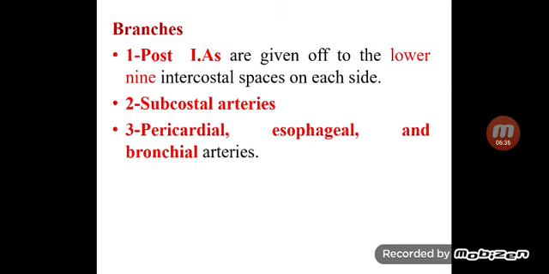What are the branches of the descending thoracic aorta? You remember the posterior intercostal arteries of the lower 9 intercostal spaces arise directly from the descending thoracic aorta. Subcostal arteries also. The subcostal artery runs along the lower border of the last rib, which is the 12th rib, and enters to supply the abdominal wall.